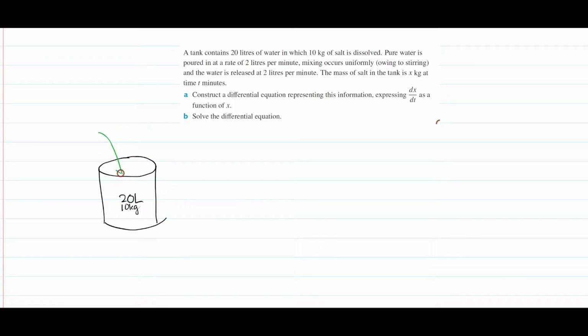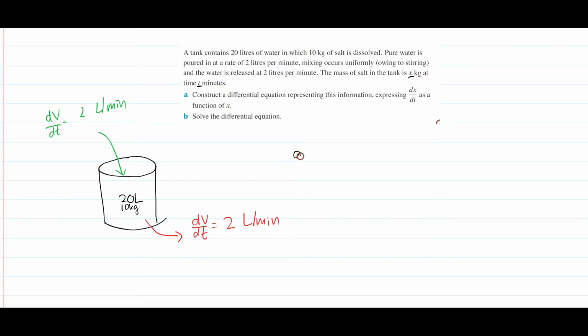And here's the important part, dV/dt. They did not give us the mass of salt going in. It just says pure water is poured in at a rate of 2 liters per minute. So that means your volume over time, dV/dt, is 2 liters per minute. That's your unit. Mixing occurs uniformly, and the water is released at 2 liters per minute. So released means outflow, and it's just going out. Once again, dV/dt, because it's talking about volume over time, 2 liters per minute. You can put a negative there, or you just have to remember it is a negative since it's outflow. The mass of salt in the tank is x kilograms at time t minutes.